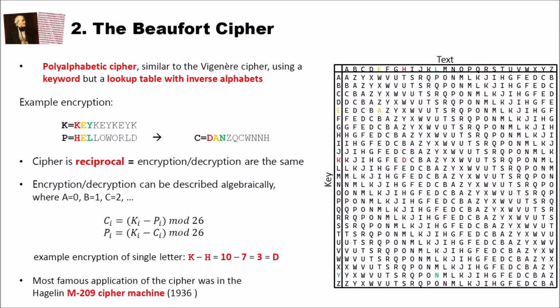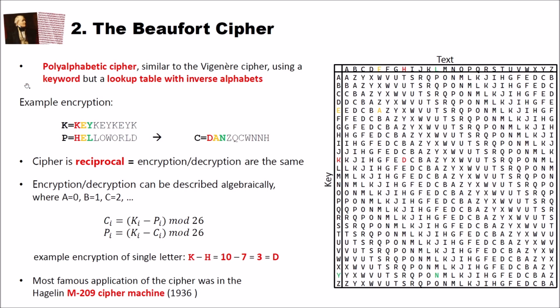Now let's have a look at the Beaufort Cipher. And the Beaufort Cipher is a polyalphabetic cipher. That means it uses different alphabets, as you can see on the right side of the slides here. And it's quite similar to the Vigenère cipher. It uses a keyword and it uses a lookup table, but with inverse alphabets. What this means we'll see later.